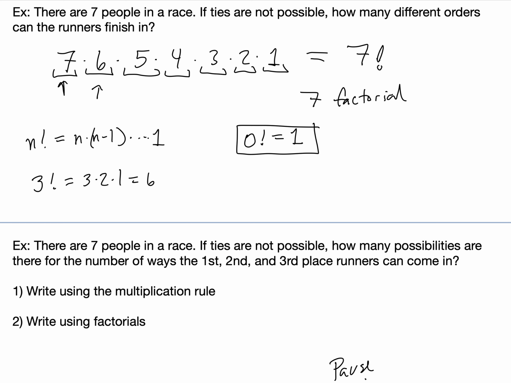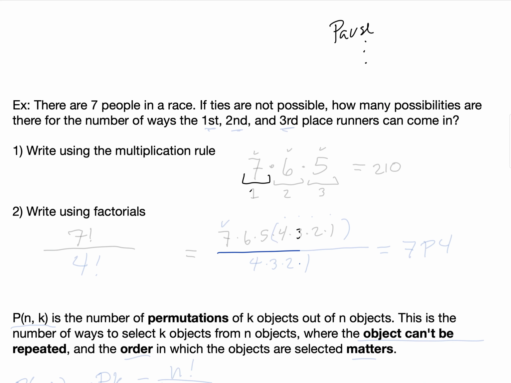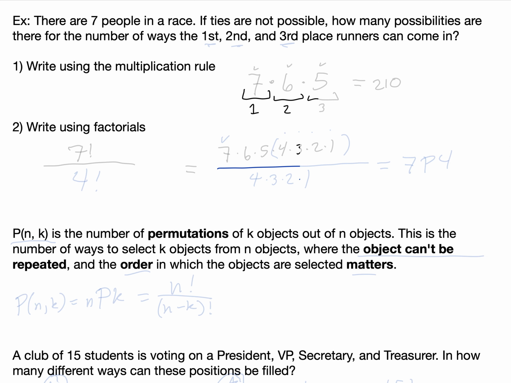Okay, so using the multiplication rule, we're only interested in the first, second, and third place winners. So those are the only ones we're interested in. How many ways are there for the first place winner to come in? There are 7 ways for that first place winner to come in, and there are 6 people remaining who could be the second place winner, and there are 5 people remaining who could come in third place. So using the multiplication rule, we can just multiply those numbers together. 6 times 5 is 30, times 7 is 210. So 210 ways for that to occur.